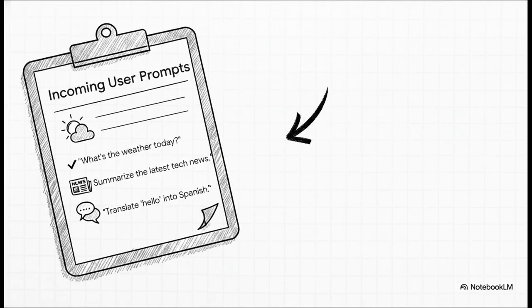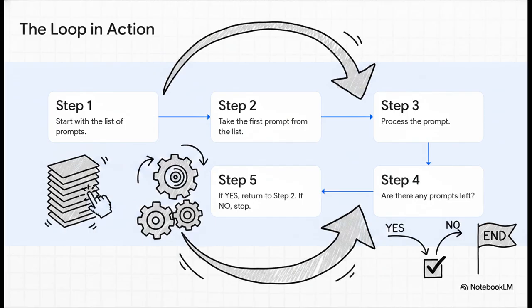So imagine these are the jobs on our agent's to-do list. In Python, you'd usually store these in a simple ordered collection called a list. The agent's job is just to work its way through this list from top to bottom. And here's exactly how the loop gets it done. It starts, it grabs the first item off the list, and it processes it. Then it just asks a simple question. Is there anything left to do? If the answer is yes, it just goes right back to the top and grabs the next one, repeating that cycle until the entire to-do list is finished.